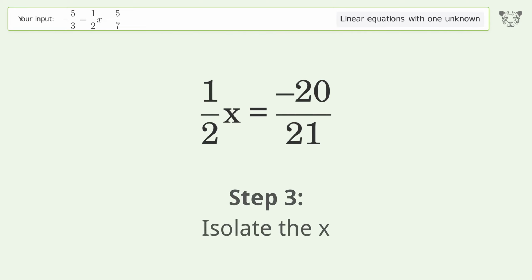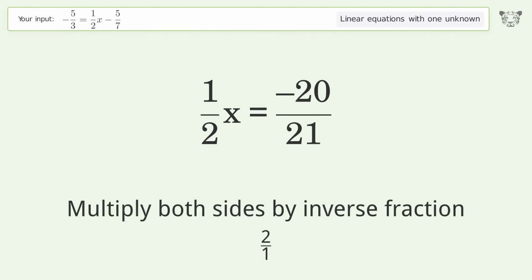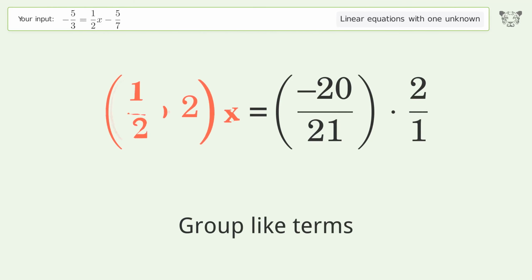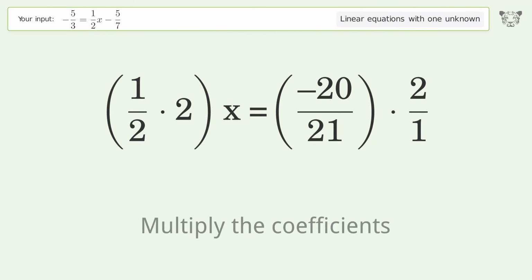Isolate the x. Multiply both sides by inverse fraction 2/1. Group like terms. Multiply the coefficients.